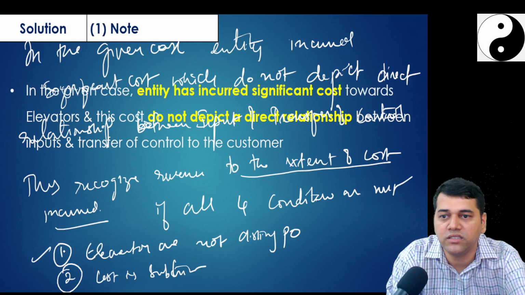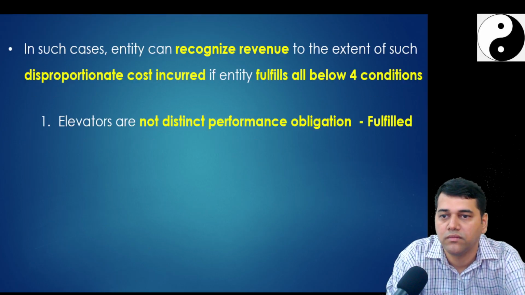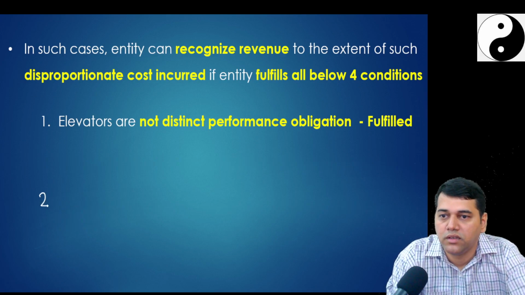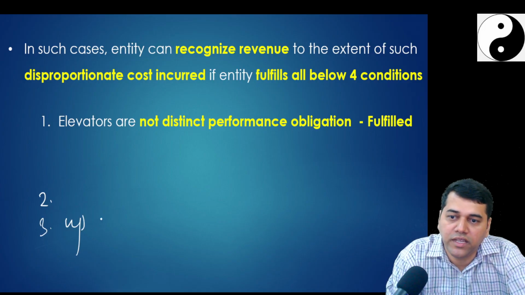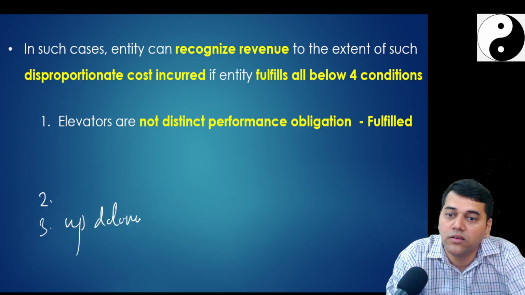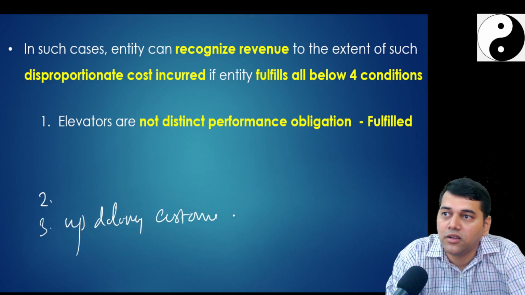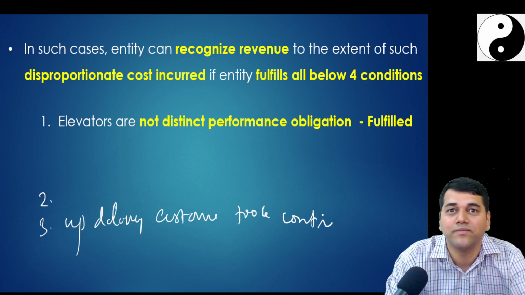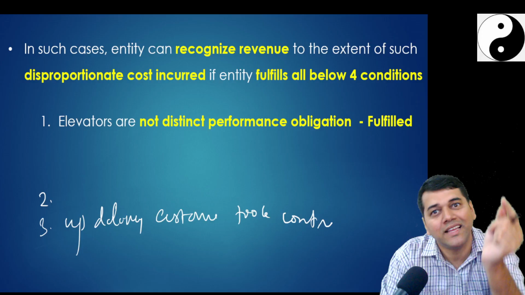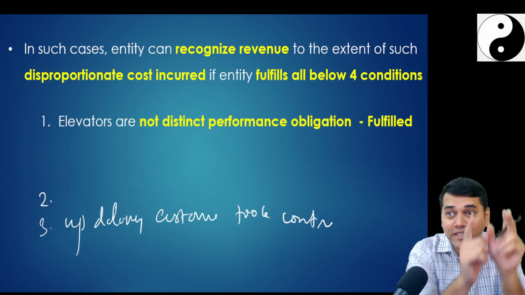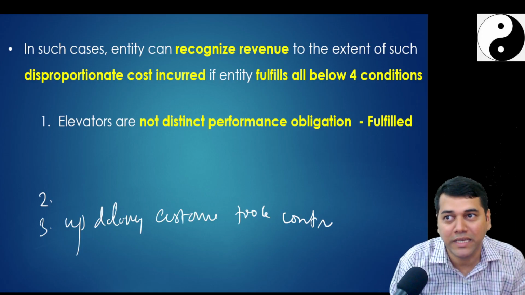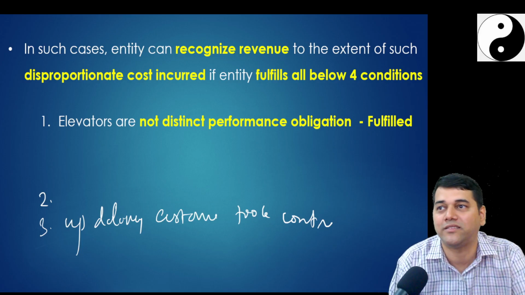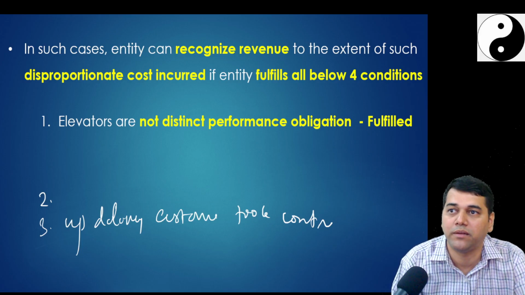What is the third condition? Upon delivery, who took the control? The customer took the control. Why? Because where did you deliver? Where does the question say? In the client's location. If I had kept this lift with me in my location, I cannot take this exemption. This exception is not applicable.